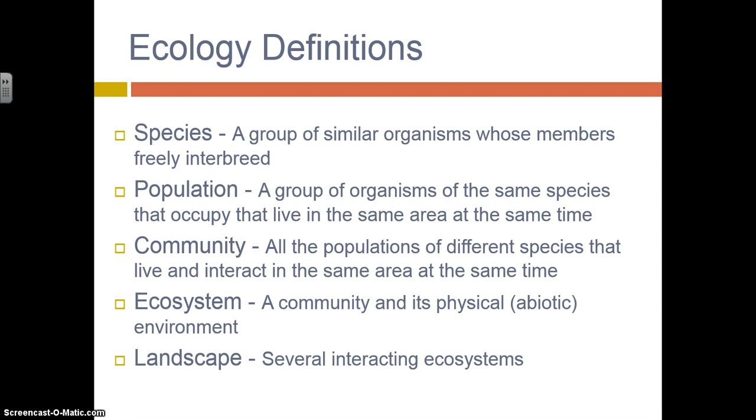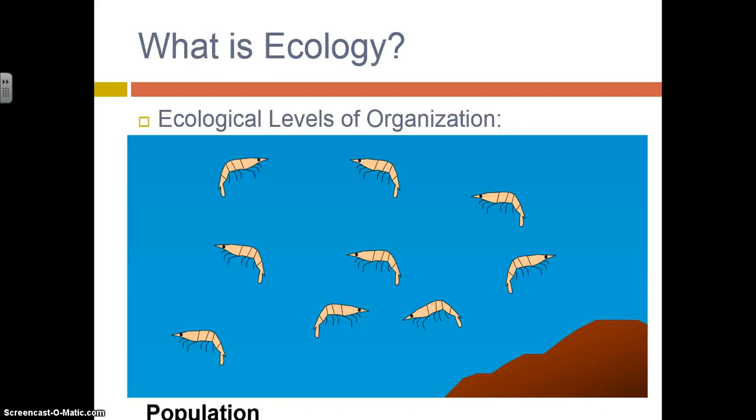Maybe the hardwood forest is adjacent to a meadow or a grassy field. That comprises a different ecosystem with its own set of communities, populations, and species. So here we have a grassy meadow, a hardwood forest, and a stream ecosystem. Those interacting and combined together create a landscape.